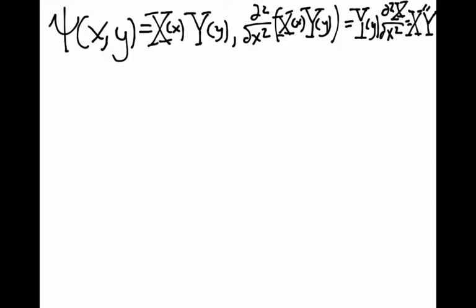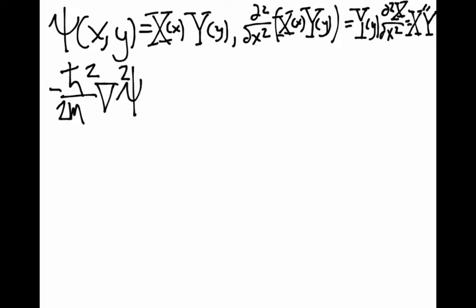So that's the second partial derivative with respect to x of xy, which is just y times the second partial derivative of the x part of the function with respect to x. So I'm going to call that x double prime y. Likewise, the second partial derivative with respect to y is going to be x y double prime. Okay?